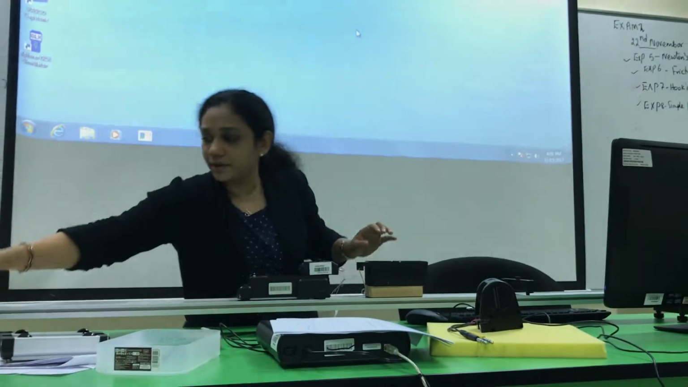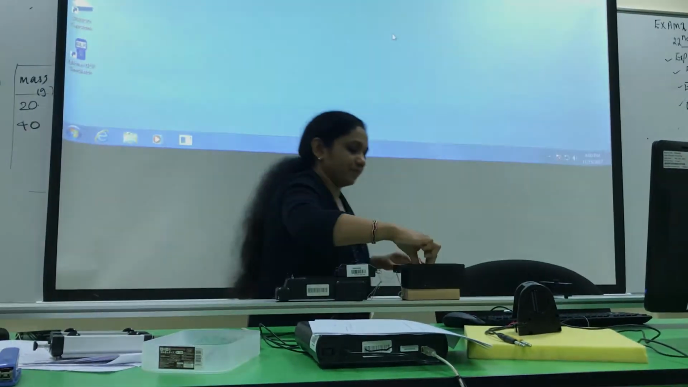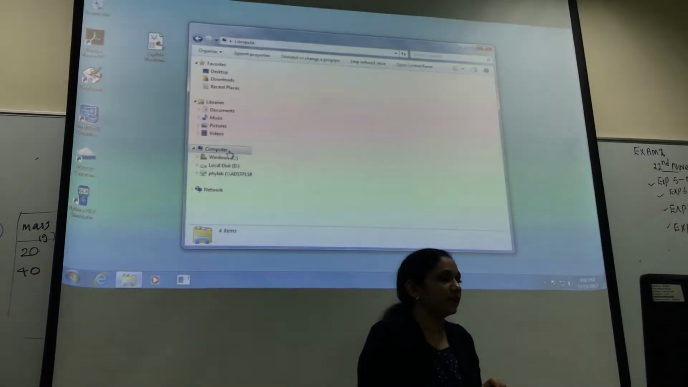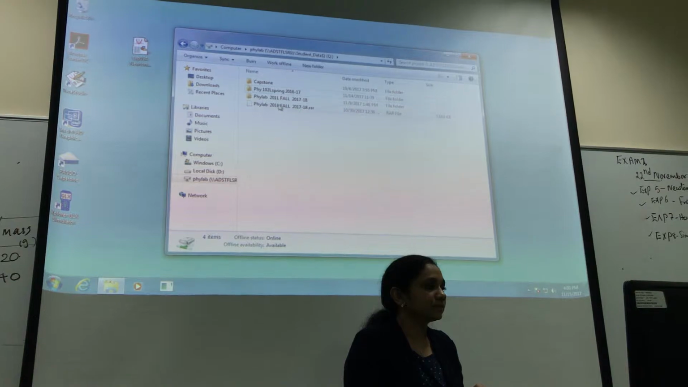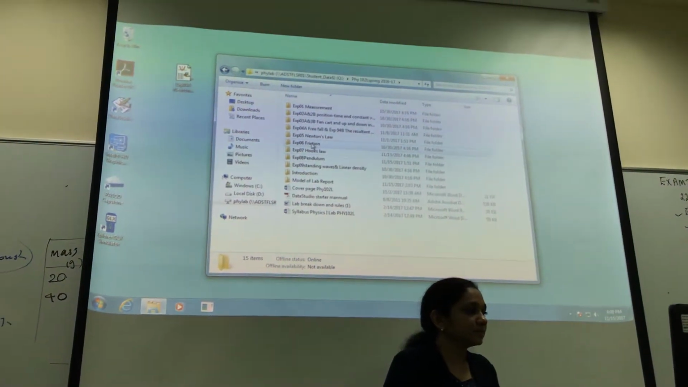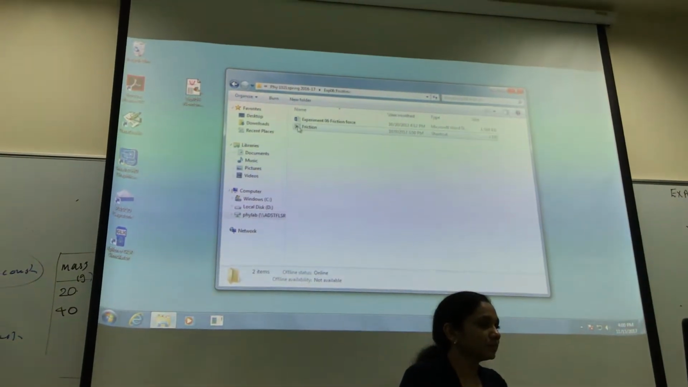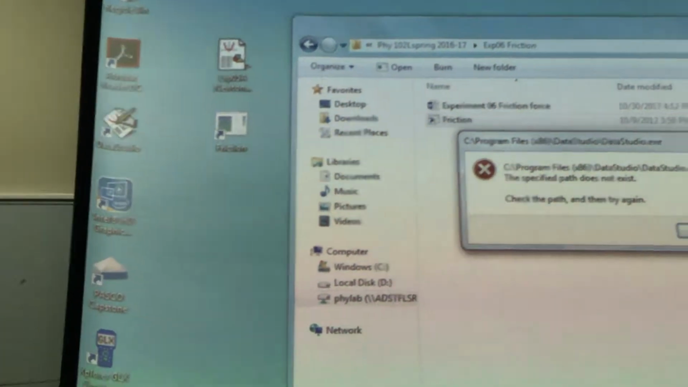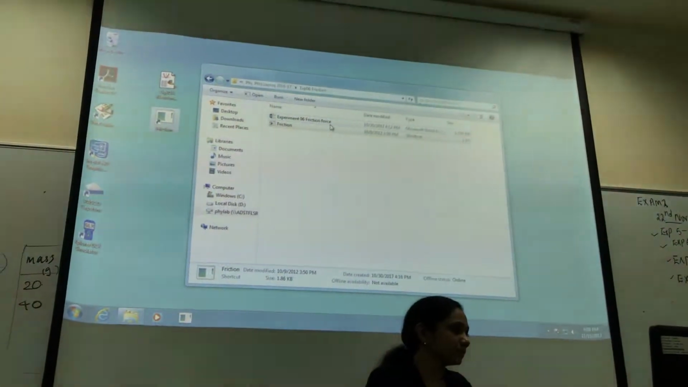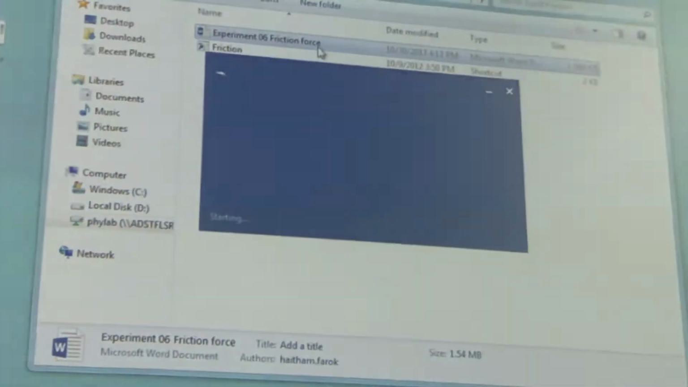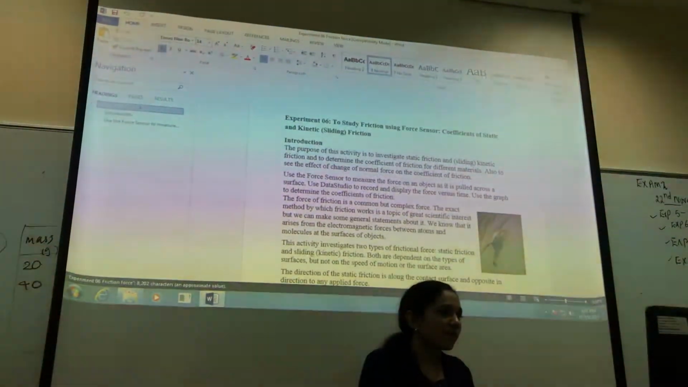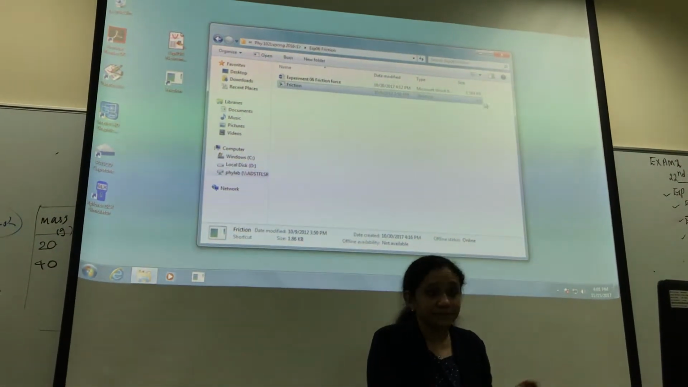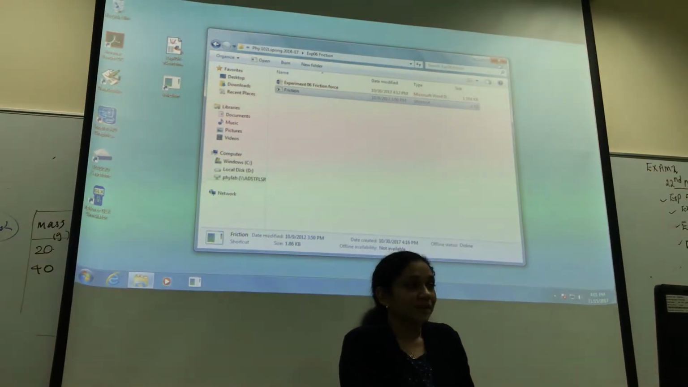100. Let me keep 100. This is friction. So open the file friction. Start there. Do you have the USB with you? Someone deleted some problem. The file is not there.